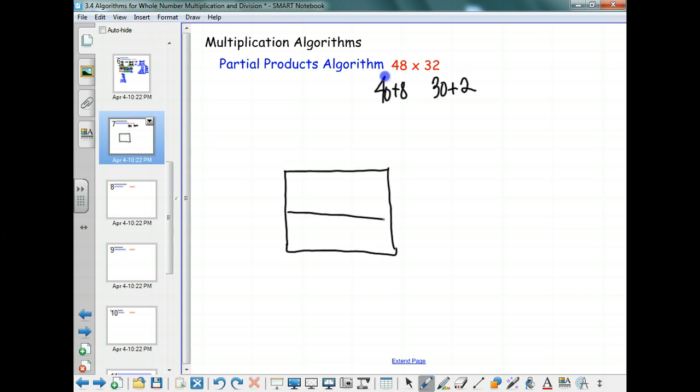Make yourself a square and split it into 4 pieces. The only reason it has 4 pieces, this would actually work with 3-digit numbers as well, but we're using 2-digit numbers, so we're going to get a square that's a 2 by 2 square. If we had a 3-digit number times a 3-digit number, we'd get a 3 by 3 or a 9-unit square. I've got my 40 up here and my 8 here, and I'm going to put my 30 here and my 2 here.